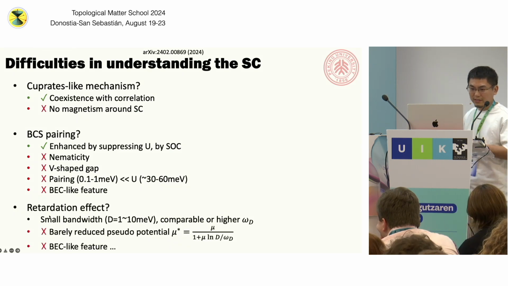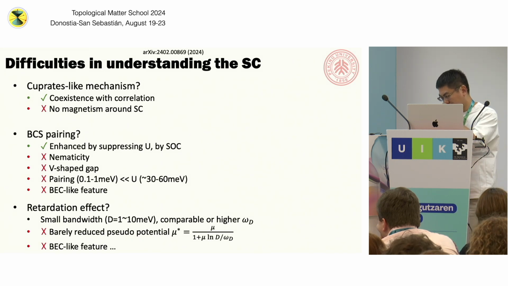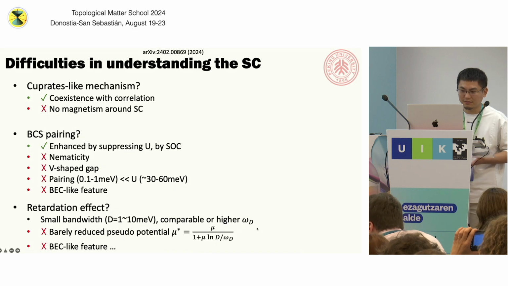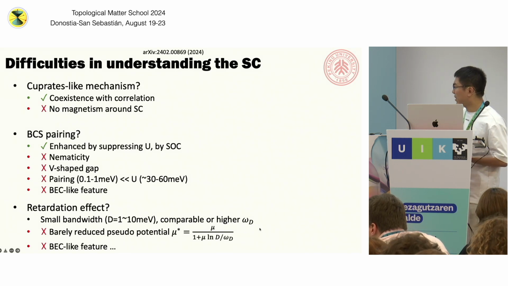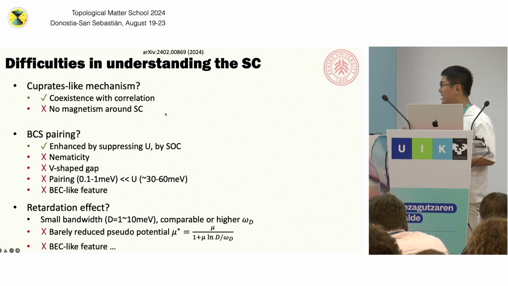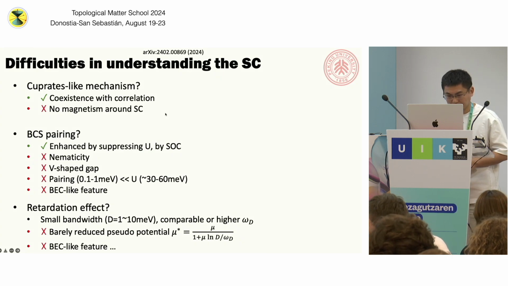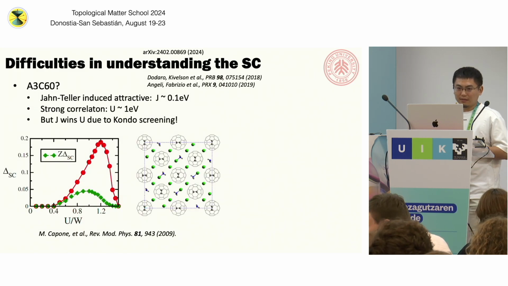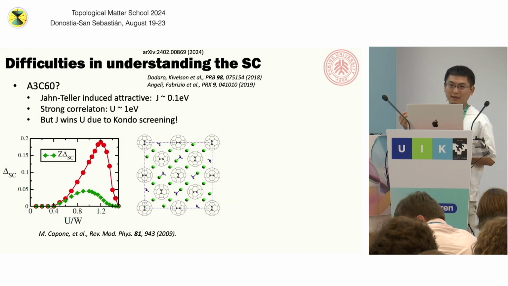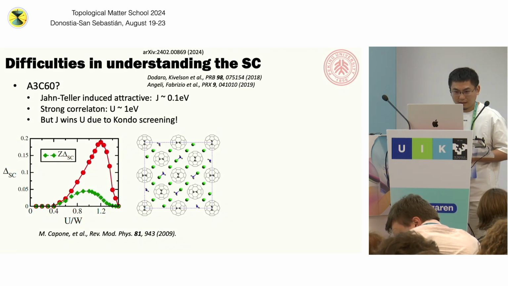When we talk about the electron-phonon mechanism, one may need to consider the retardation effect. We also quantitatively calculated this effect. It turns out that the Coulomb repulsion is too strong for this mechanism to take place. So in summary, we find that neither a BCS nor a cuprate-like mechanism could explain the superconductivity in this system. After we did a lot of calculations, in the end, we found that the mechanism in twisted bilayer graphene might be very similar to that in fullerides.